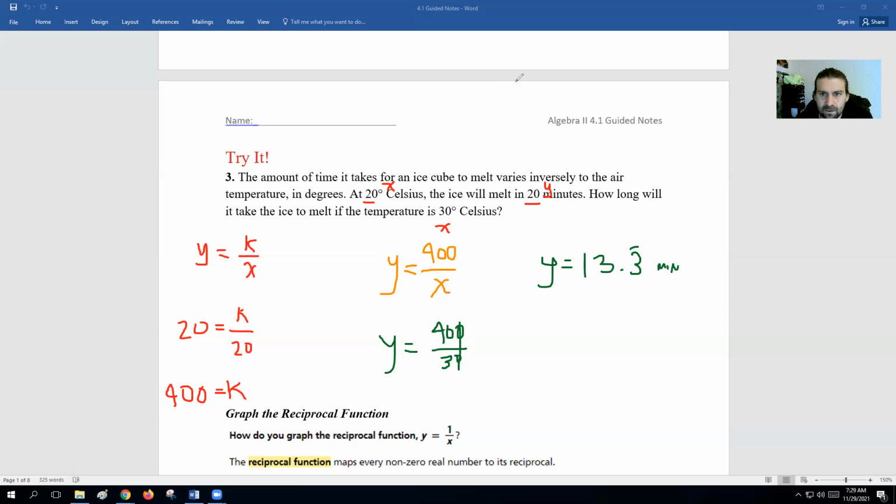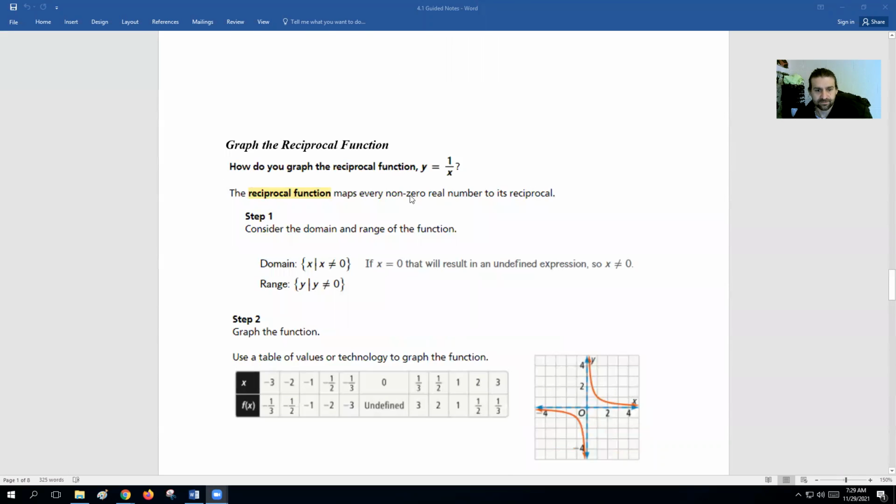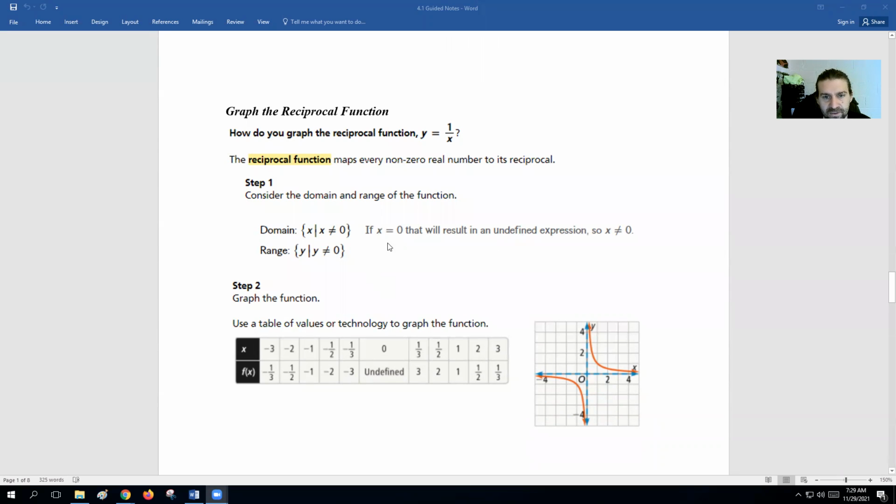All right. Okay, so that's how we can use inverse variation to solve for values. Now what we're going to do is look at the graph. So if we look at just the reciprocal function, the reciprocal function was one of the parent functions we did way back in chapter 1. The reciprocal function was just y equals 1 over x. And if we look at that equation here, we can consider a couple things.